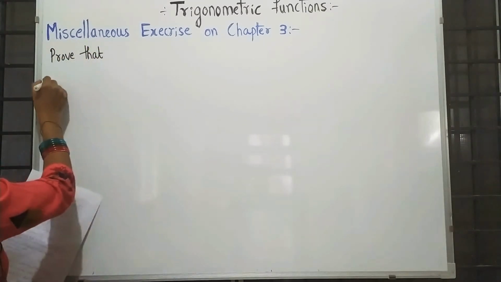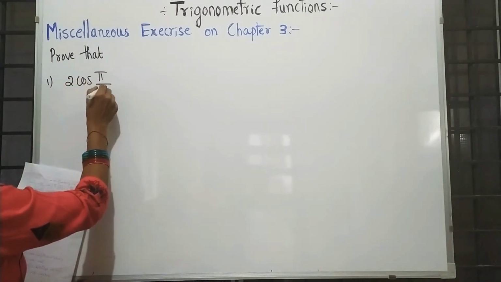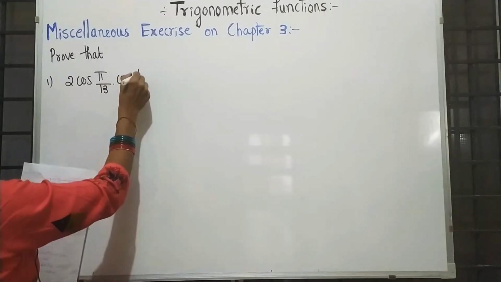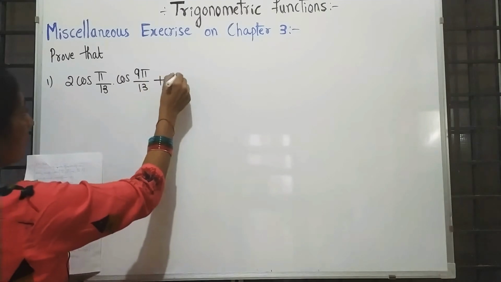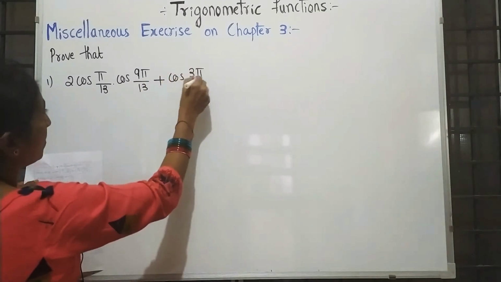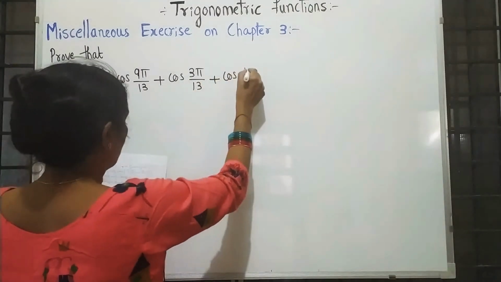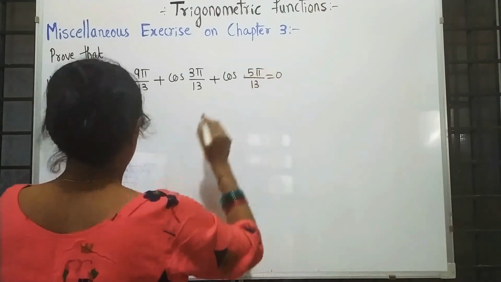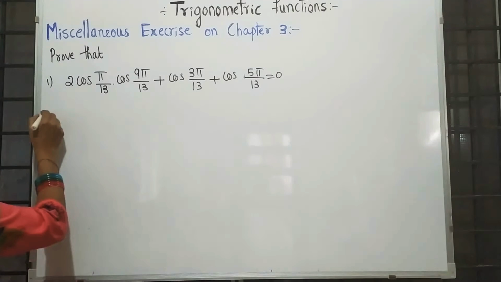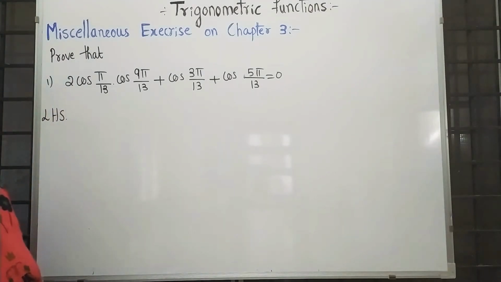The first question: 2 cos(pi/13) cos(9pi/13) + cos(3pi/13) + cos(5pi/13) = 0. Yes, the sum is very simple. Start with the left side, LHS, and wherever necessary I will give you the formula also. Already you are familiar with the formulas.